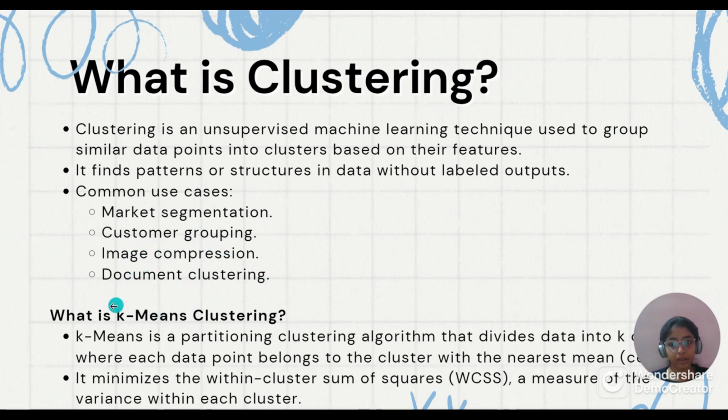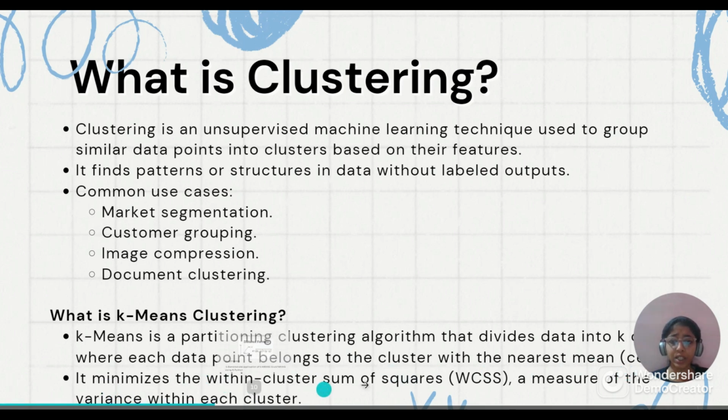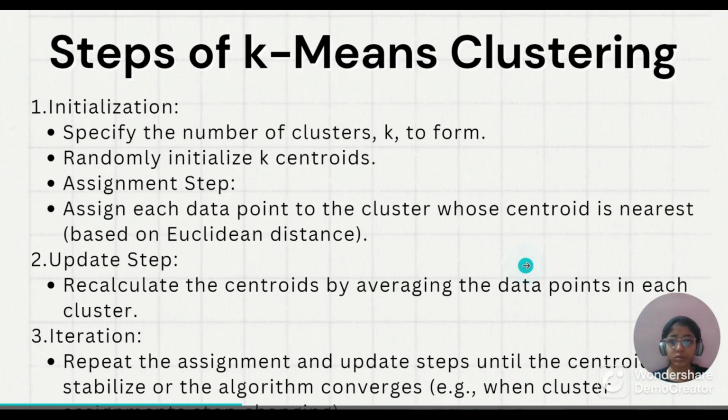K-means clustering. Now what is k-means clustering? K-means is a partitioning clustering algorithm that divides data into K clusters, where each data point belongs to the cluster with the nearest mean. It minimizes the within-cluster sum of squares, a measure of variance within each cluster.